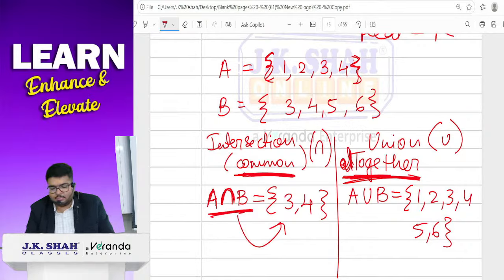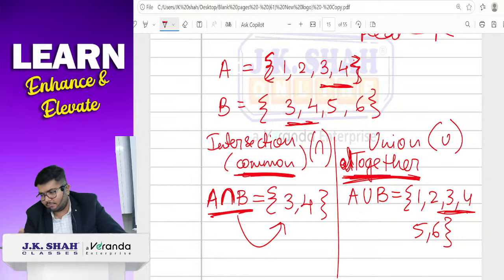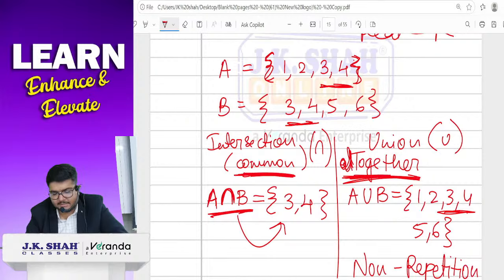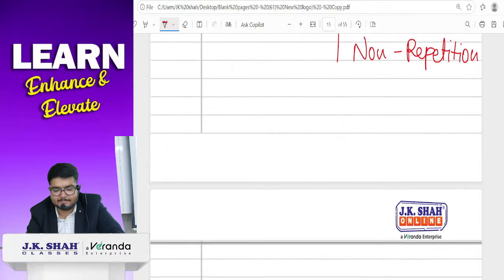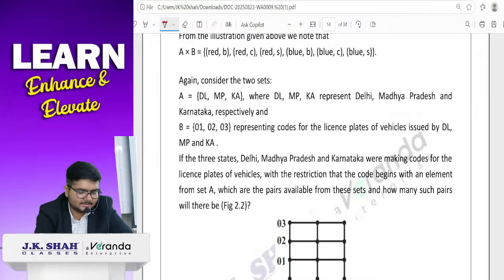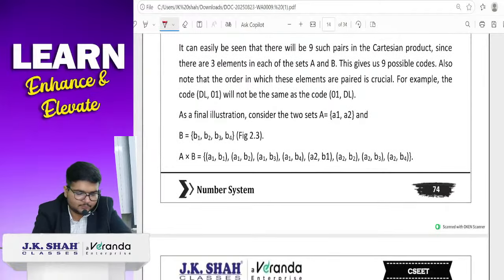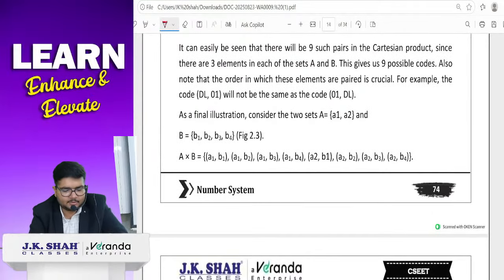All the sets will come together. But please pay attention: if 3 and 4 are repeating, you just have to write them only one time. You don't have to write them again and again. In a set there is a property that there should be no repetition. If one element comes one time, it will only come one time. Understood? Let us move forward to our main topic, Cartesian product.